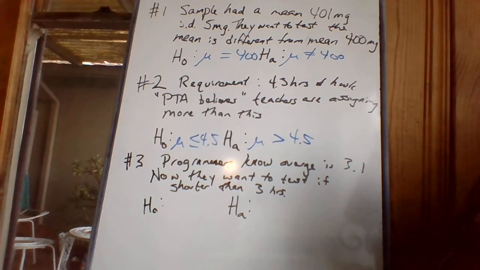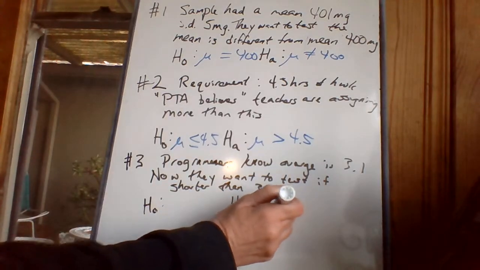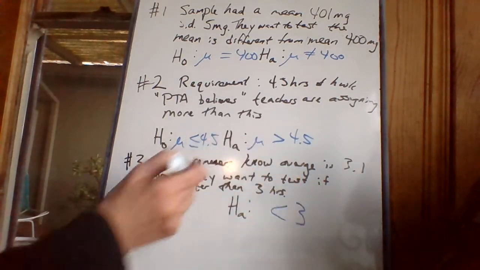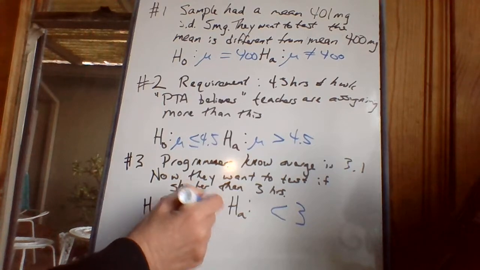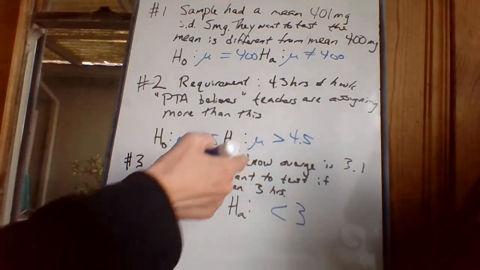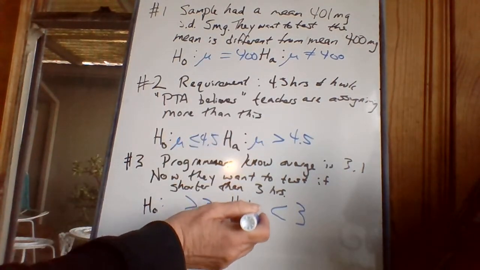But the thing they want to test is definitely 3. They are claiming it's now shorter than 3. So 3 is definitely going to be my number here. Shorter than 3, that's like saying less than 3. And again, they didn't say anything about shorter than or equal to. They mean like it's 2.9 or 2.8, but it's not 3. It's shorter than 3. So they're talking less than 3. And again, if it doesn't have an equal sign on it, it goes in the HA.